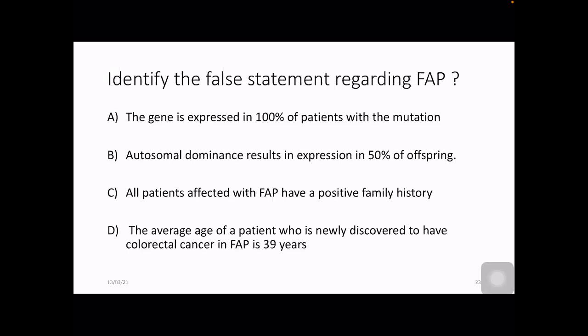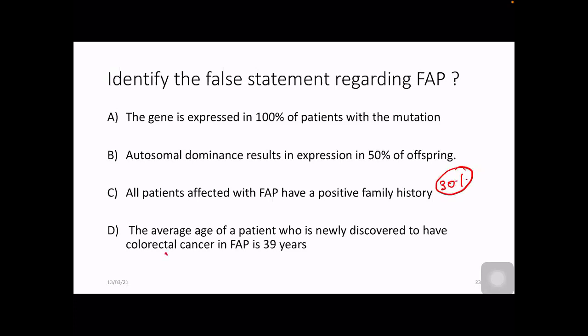False. As I said before, up to 30% of patients with FAP do not have a positive family history. And why don't they have a positive family history? That might be because of a de novo germline mutation of APC, which happens in those people. Okay.